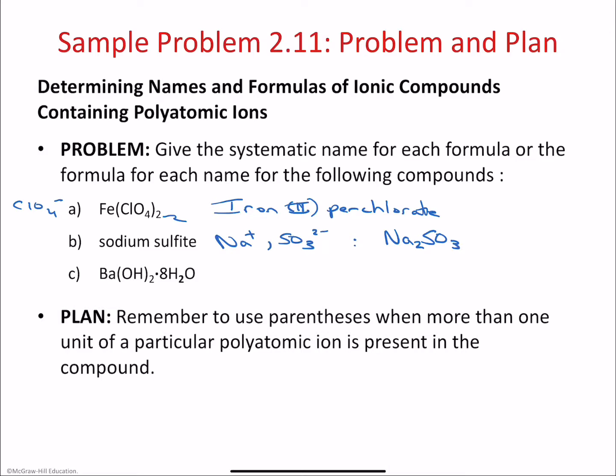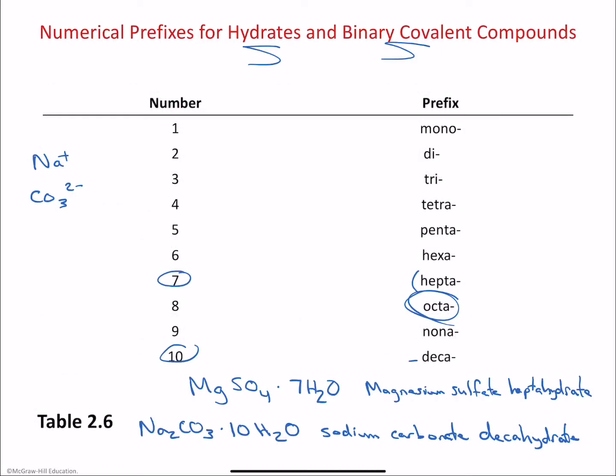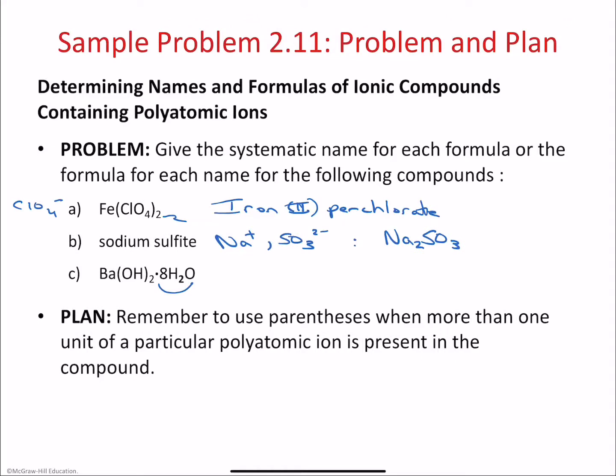The last one's kind of a fun one. Based off of the last slide, you can probably tell that this is a hydrate. So this is an octahydrate. Since it's a number 8, this would be an octahydrate. So the metal is barium, so Ba is barium, and the polyatomic ion is OH, which is hydroxide. And hydroxide has a charge of -1, and barium has a charge of +2. So that means I have 2 hydroxides for my barium. So I call this compound barium hydroxide. And then I have to include my octahydrate. So octahydrate.